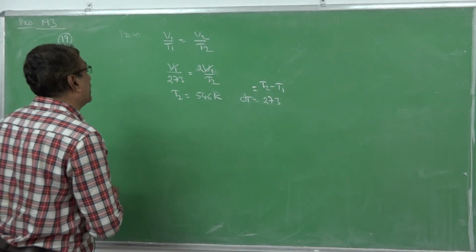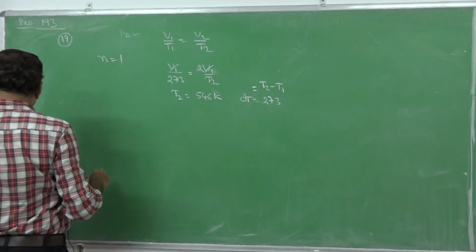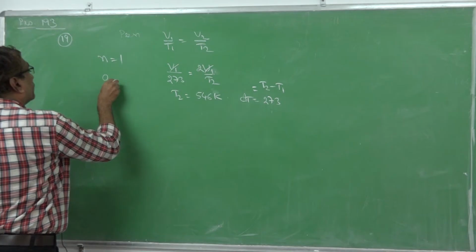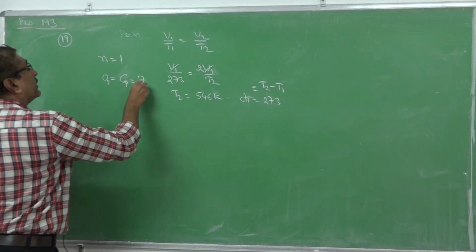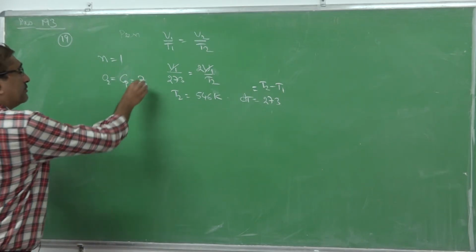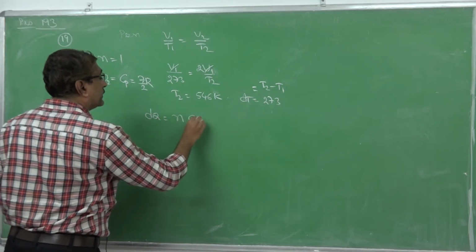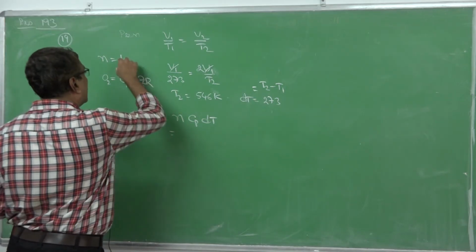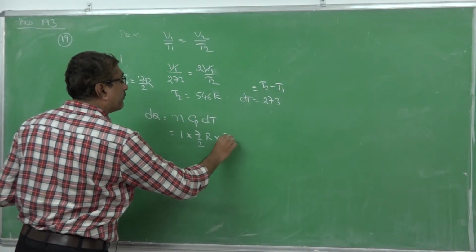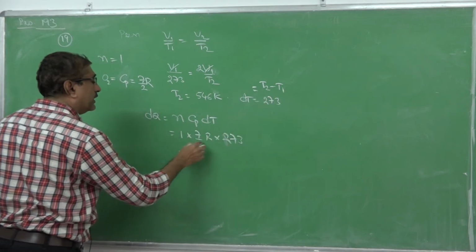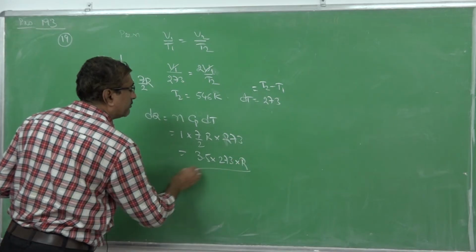Now given 1 mole of oxygen, n is equal to 1, and oxygen is diatomic, O2, that is diatomic, so Cp is equal to 7 by 2 R. Now dQ, the amount of heat required, is n Cp dT. So n is 1 mole, Cp is 7 by 2 R, into dT, which is 273. This is 3.5 into 273 into R. This is given in the options.